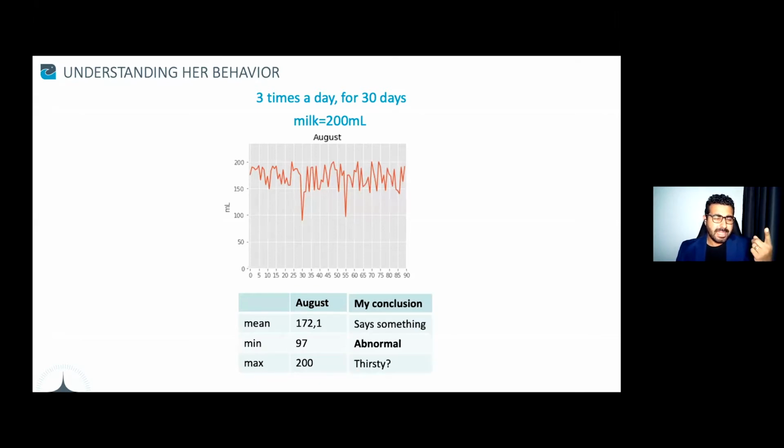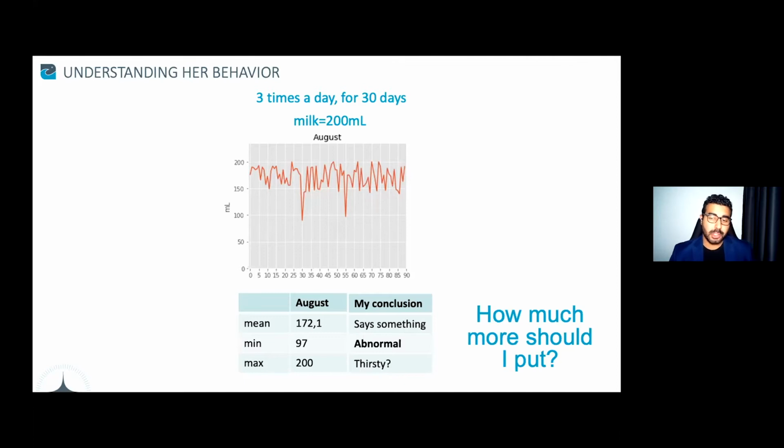That means I could say nothing, that she just drinks this on average. The 97, if I look at the graph, looks like a pretty clear abnormal point. And if it's 200, well, possibly she was thirsty. Then my question comes to you: how much more should I put in her bottle?